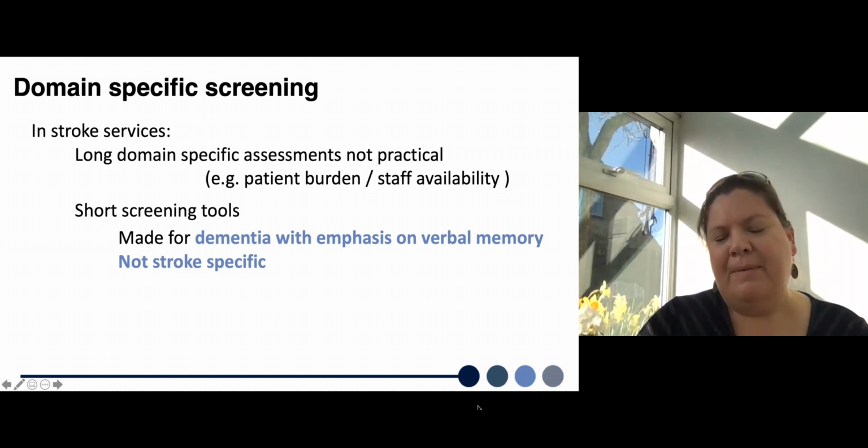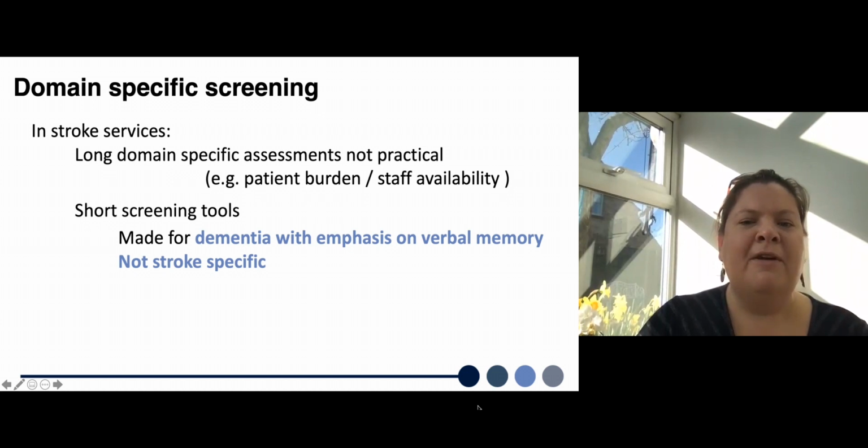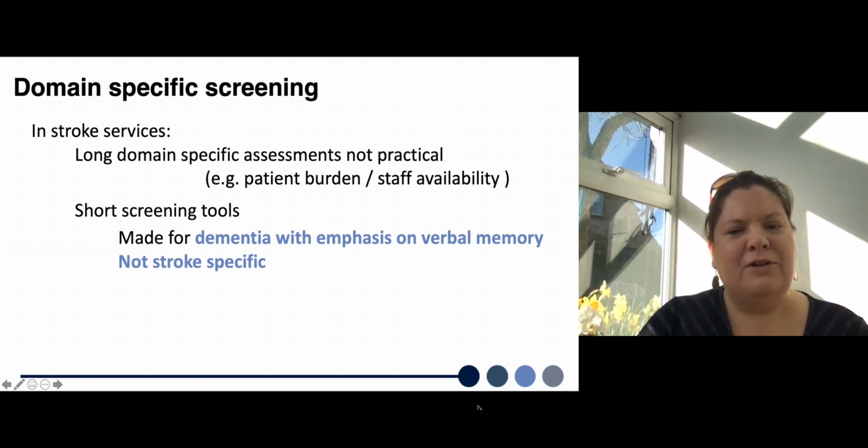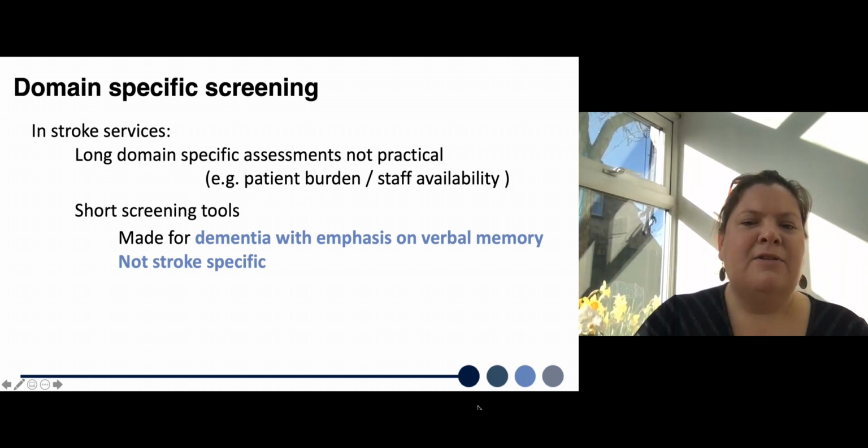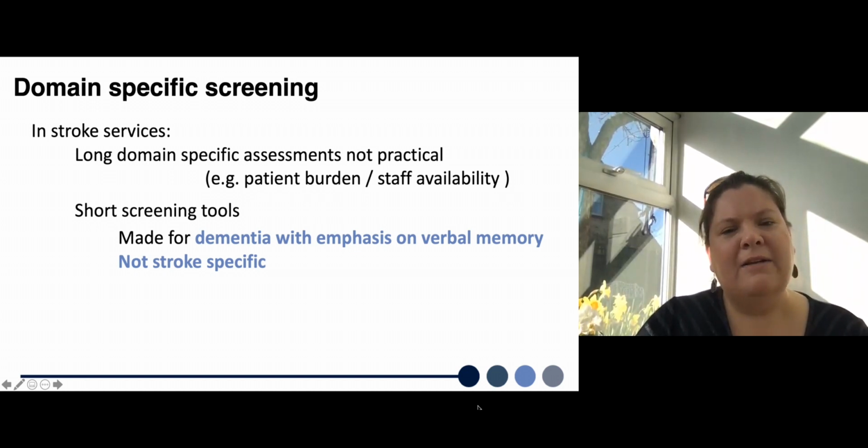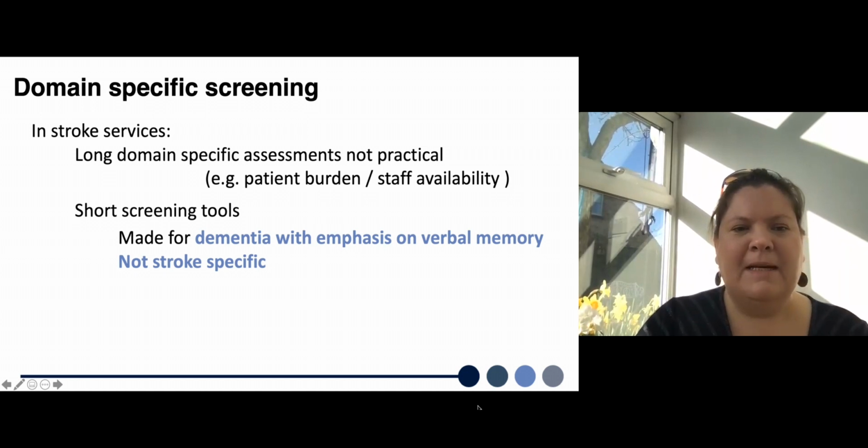Not on the side of patient burden, who may not be able to sustain that kind of level of paying attention and concentration, especially early on after a stroke, but also not in terms of level of staff availability. It's not feasible for every stroke survivor to be seen by a trained clinical neuropsychologist who can run through all of these neuropsychological batteries. So both aspects mean that that's just not practical.